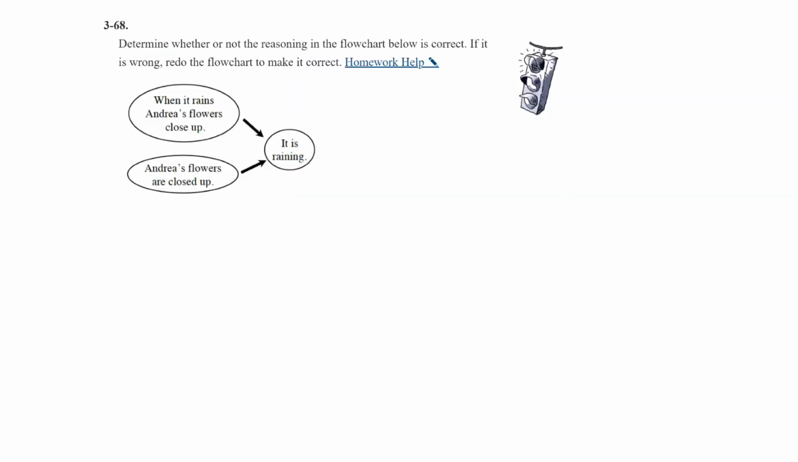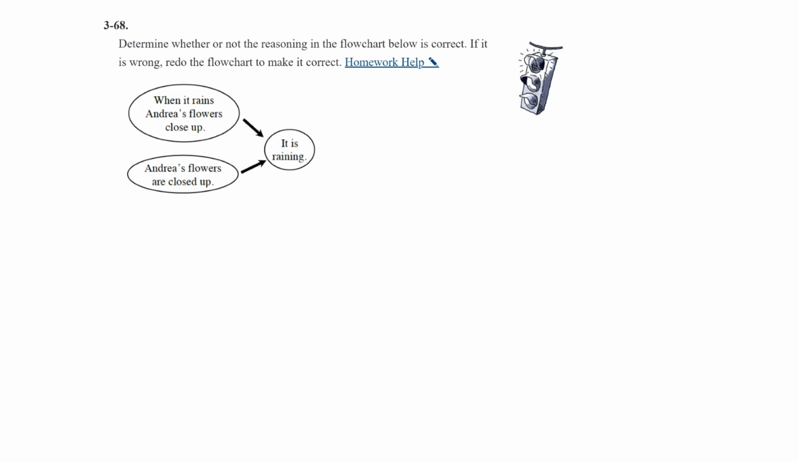Question 68. Determine whether or not the reasoning in the flowchart below is correct. If it is wrong, redo the flowchart to make it correct. So let's see what we have here. When it rains, Andrea's flowers close up. Andrea's flowers are closed up. Does that mean it is raining?